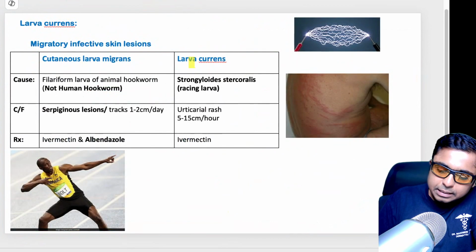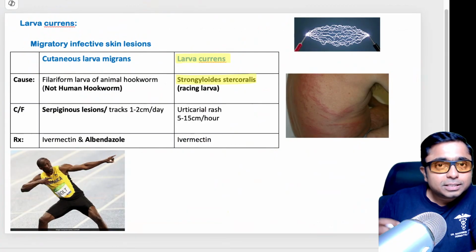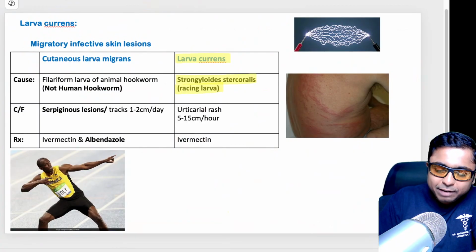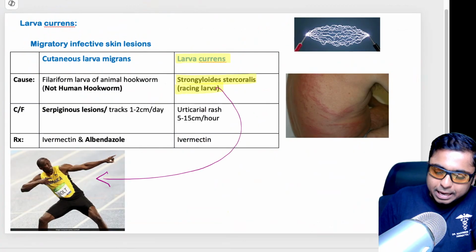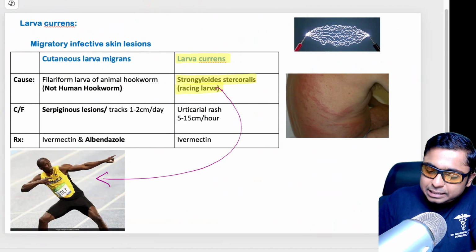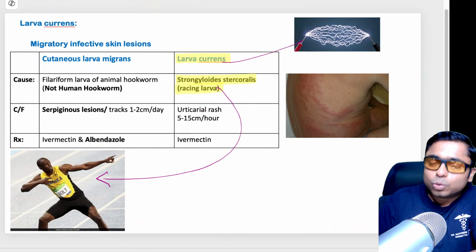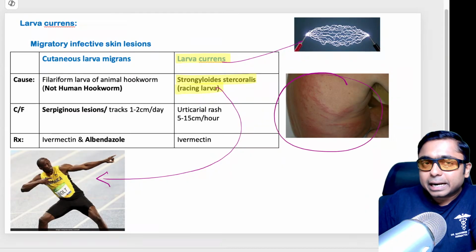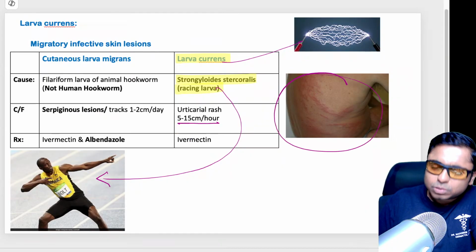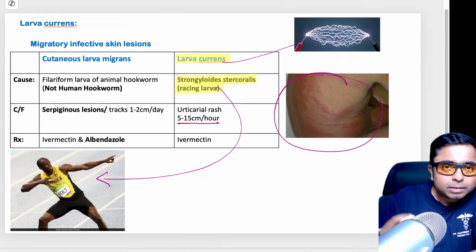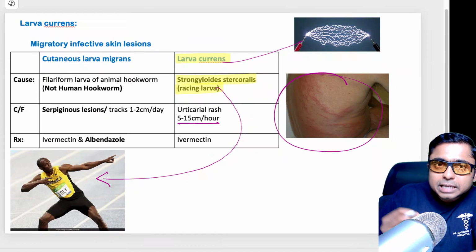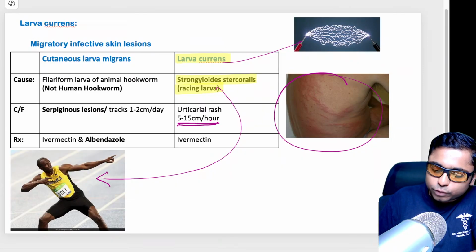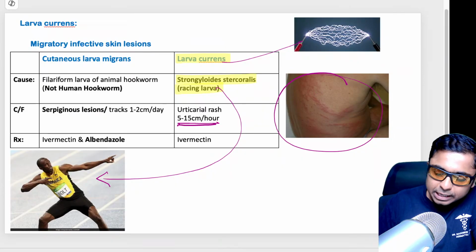So yes, this is the larva currens of Strongyloides stercoralis. In fact, it is called a racing larva because it is like Usain Bolt, very fast, like a current. It produces lesions over the entire body. The speed is also important because in the next question, the speed of the larva in cutaneous larva migrans was also asked. It is 5 to 15 centimeters per hour, very fast. And yes, ivermectin is the drug of choice.